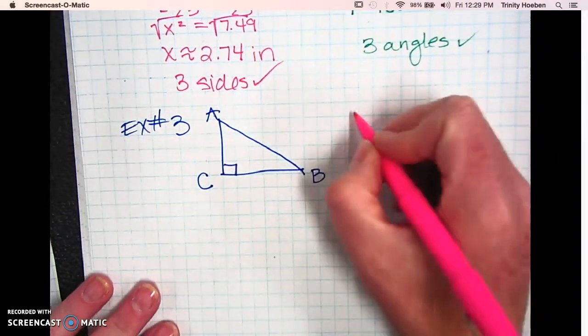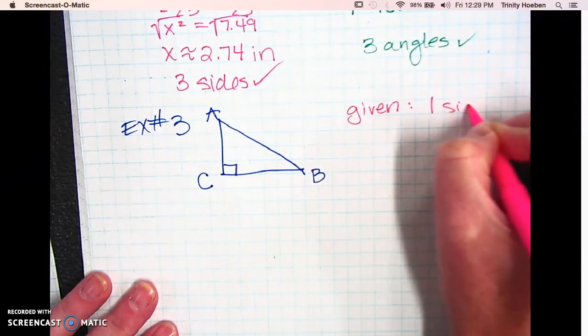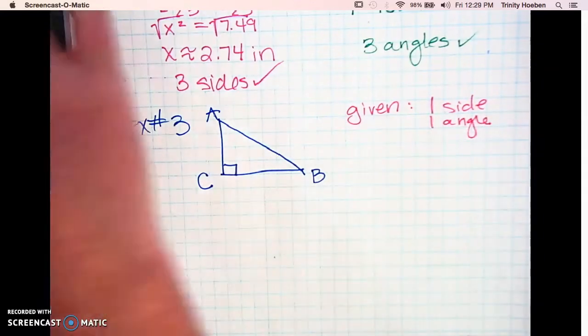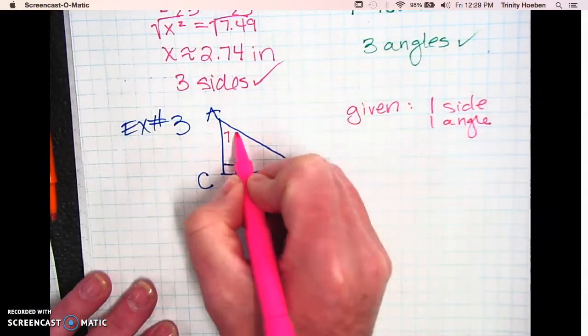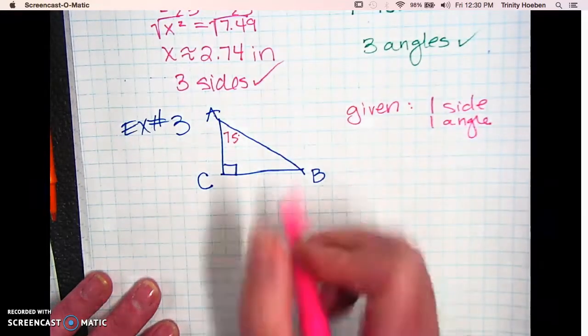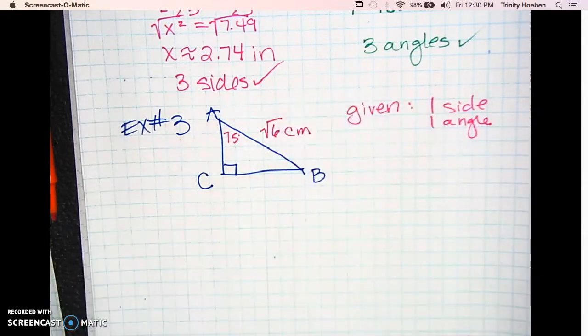All right, so this time we're only going to be given one side, one angle. So the angle I'm going to give you is angle A. It's going to be 75 degrees. And the one side I'm going to give you is the hypotenuse over here. And that's going to be the square root of 6 centimeters.